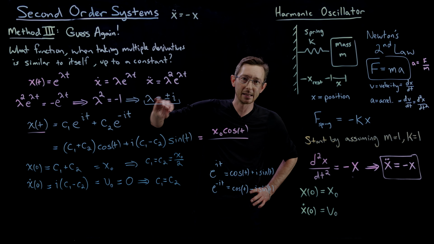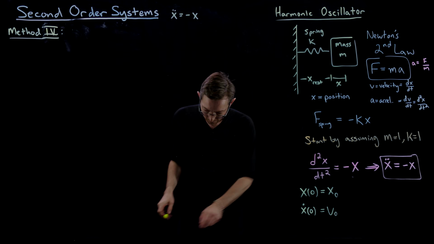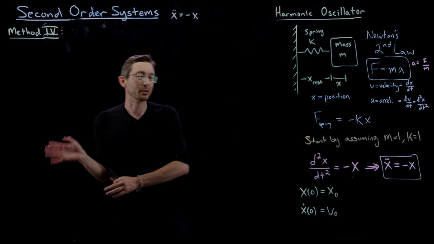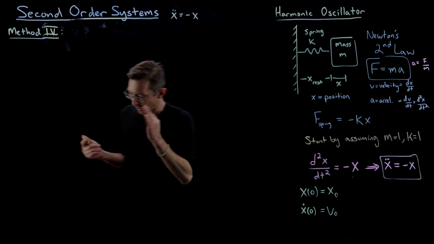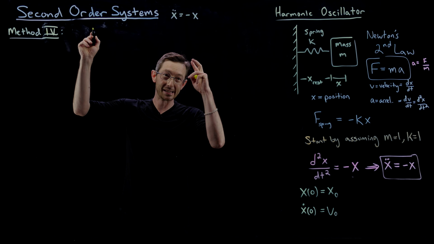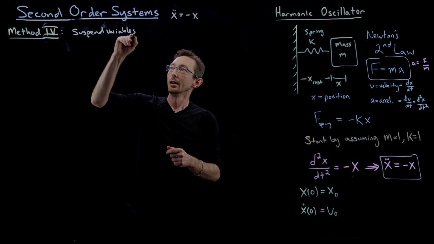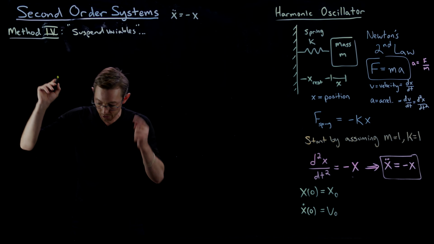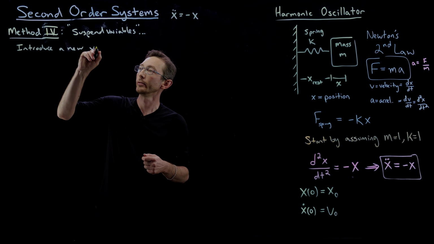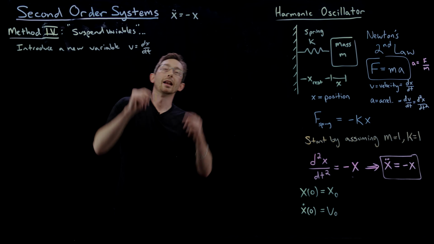I'll erase this and show the fourth method, and we'll just briefly talk through that. I'm actually not going to solve it using this method, but this is going to be the basis of a lot of the future lectures. Method 4 is we're going to introduce a new variable. This is called suspending the variables. Essentially what that means is that we introduce a new variable v equals dx dt.